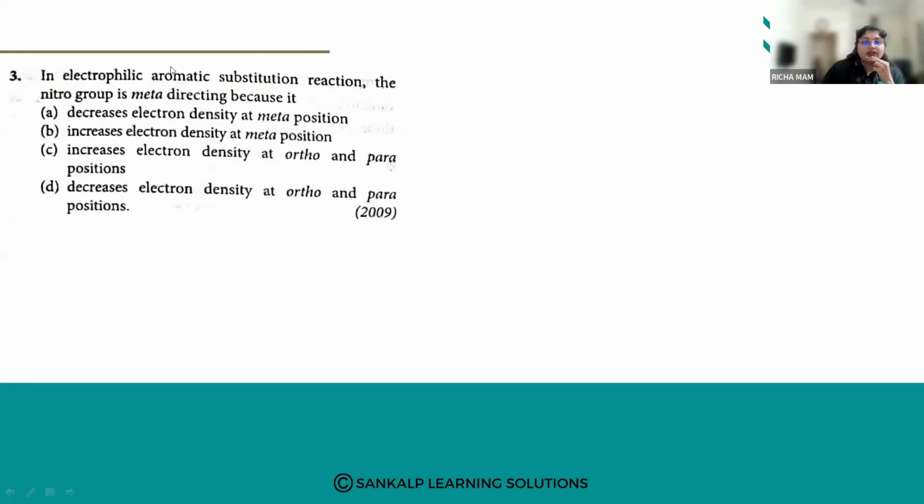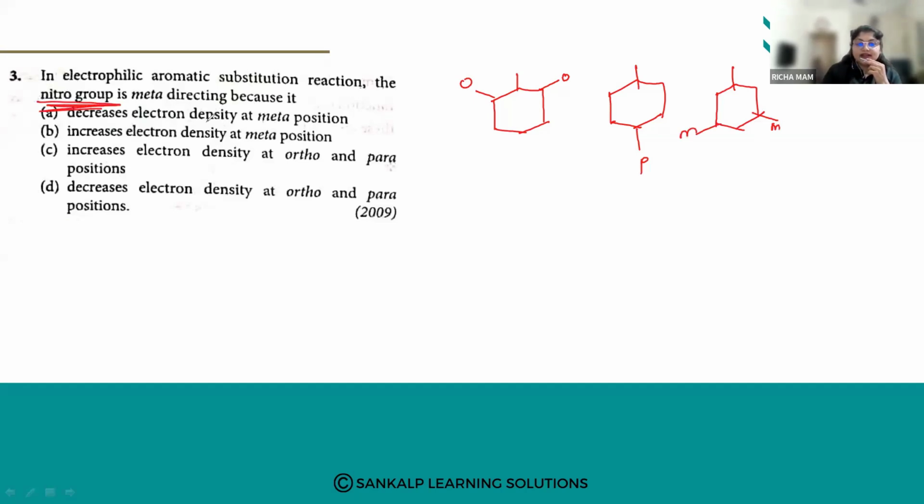So when we are doing an electrophilic aromatic substitution reaction, the nitro group is meta-directing. With respect to the parent compound, this is called what? This is ortho, and this is the para position. These both are ortho, and this is your meta position. So remember this. Why is nitro a meta-directing group in electrophilic aromatic substitution? What is the reason among these four?